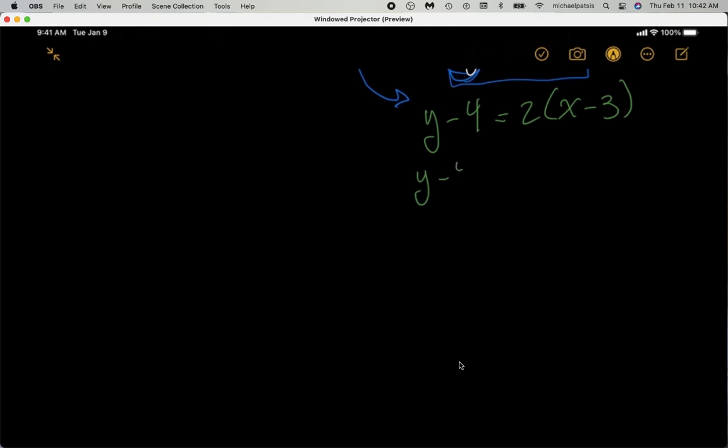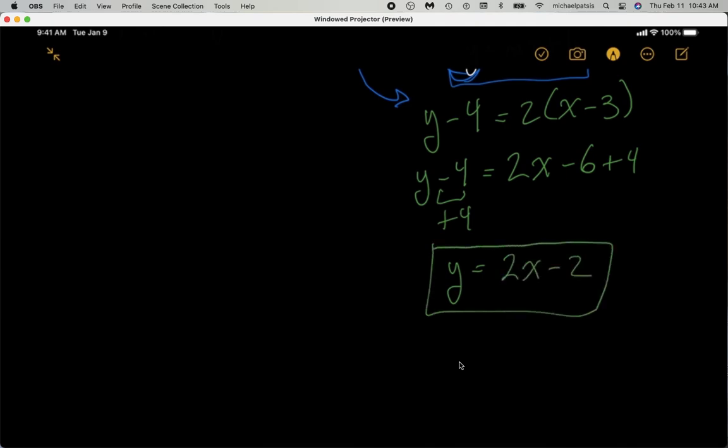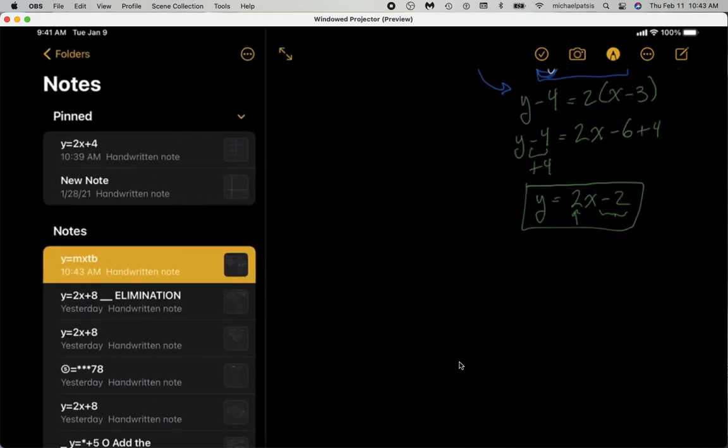We're first going to distribute the right side of this equation. Then y is not yet isolated, so we're going to move this to the other side. And we're going to get y equals 2x minus 2. This is now in slope-intercept form. Here's your slope. Here's your y-intercept. We can graph this. So let's go to the other screen.